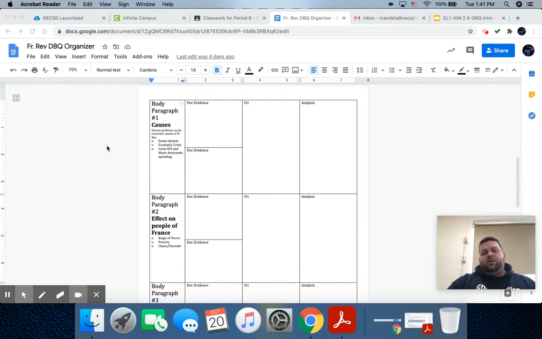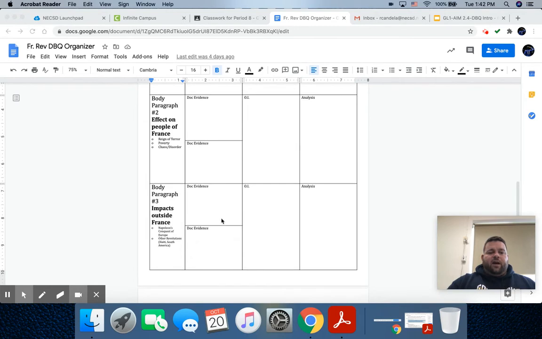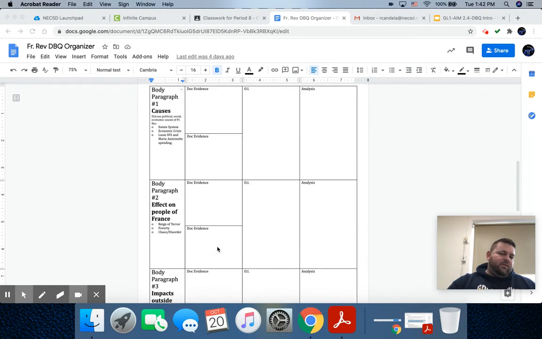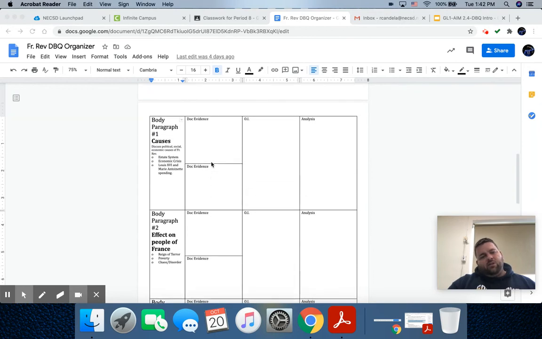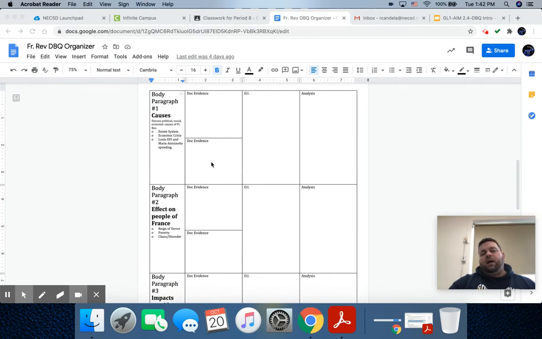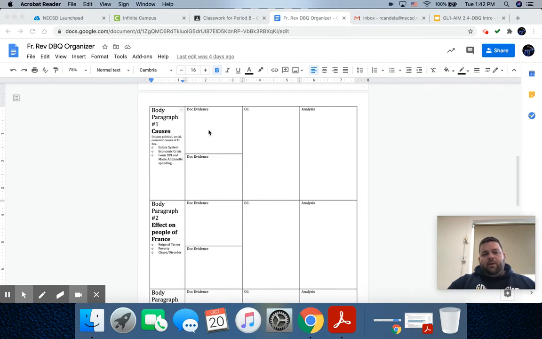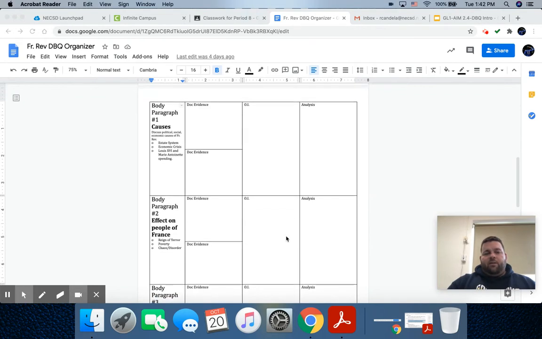Now, the task page said that we should use evidence from 5 different documents. So in each body paragraph, I gave space for 2 pieces of document evidence. Now, 2 times 3 is 6. You don't need to use 6; you need to use 5. So you might end up leaving one of these boxes empty. There is also a space for outside information and a space for analysis, and this is the case for each section of the body paragraph part of the graphic organizer.